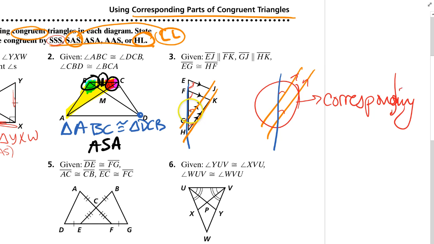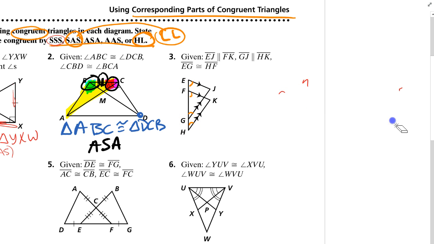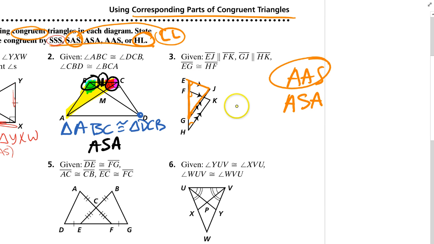Yes, so now what do I have? Look at this again. I've got this set of angles. I've got this set of angles. Where can I go from here to prove that these are congruent? Well, if I have two sets of angles, I've got two options here. I can either have angle, angle, side congruence, or maybe I have angle, side, angle. What'll it be?